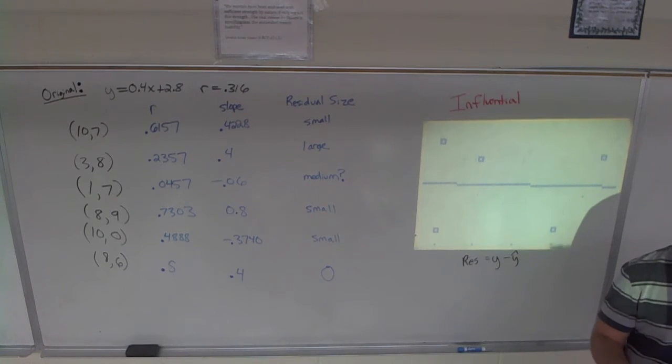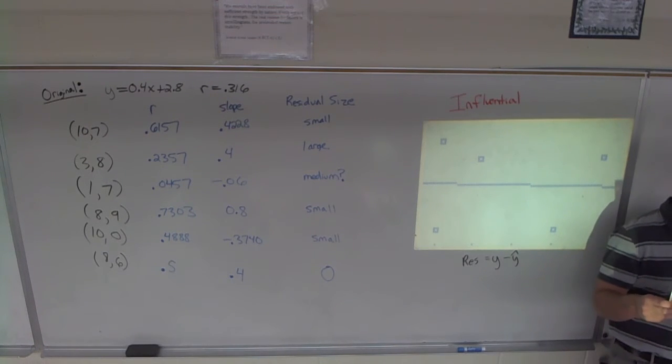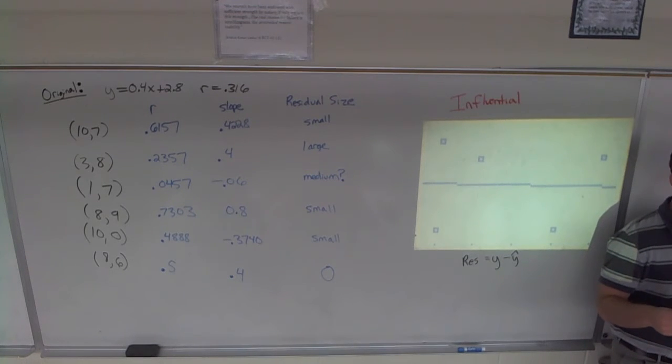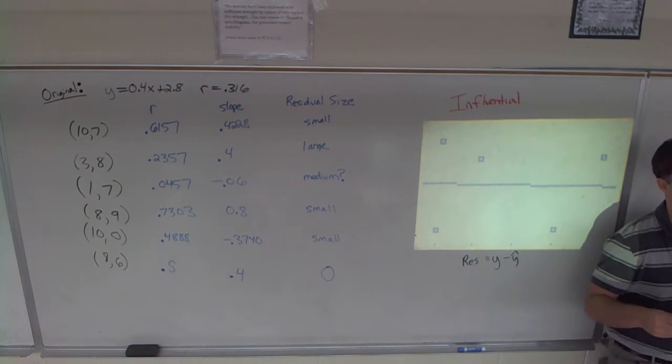The book's answer is this. I'll read it just for anyone interested. The book said, to spot influential points on a scatter plot, look for points that depart from the overall pattern. Well, duh. Especially those points that are outliers in the x direction. That's what I just talked about.